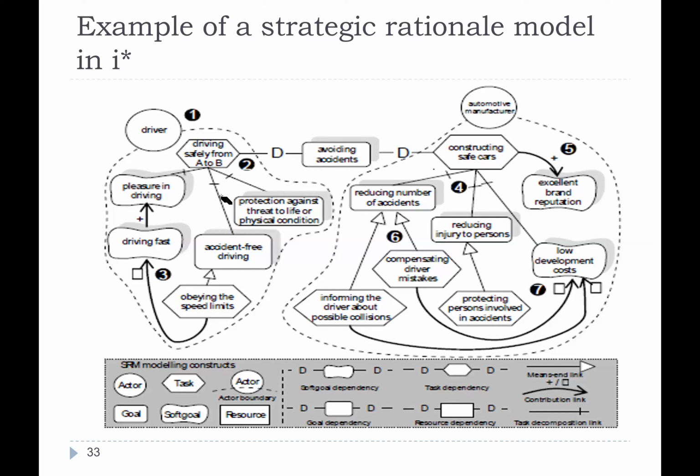So accident-free driving, in order to do that, I gotta obey the speeding limit. So I just had a freeze in my mind. Okay, I have to obey the speeding limit. Obeying the speeding limit, obviously, negatively impacts driving fast. And driving fast is one thing that I see that gives me pleasure. Okay, there's a positive contribution link over here, which means obeying the speeding limit does by relation positively affect driving with pleasure or no?